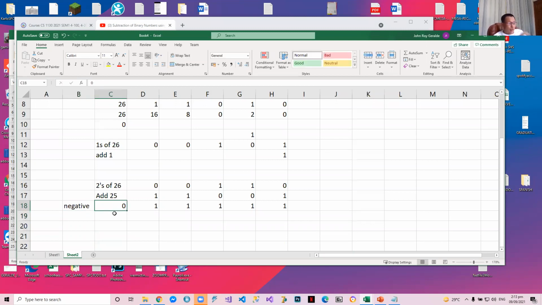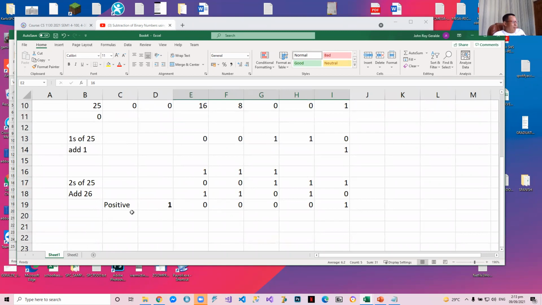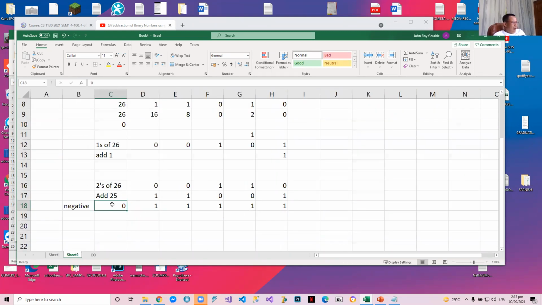Okay. So this is a number in 2's complement form. Do you follow? This is negative because the last carry is a 0. Unlike in the previous example, where the last carry is a 1, so it's positive. In here, our last carry is a 0. This is negative. Do you follow?